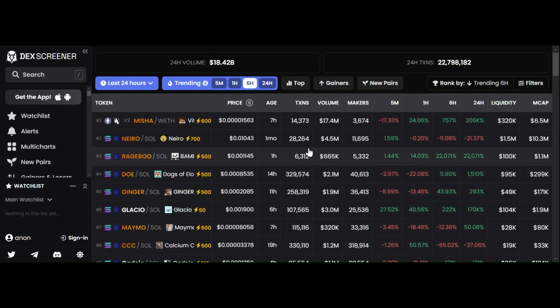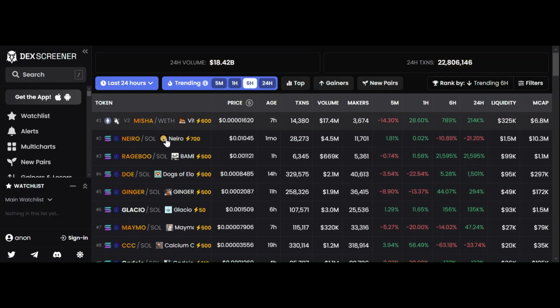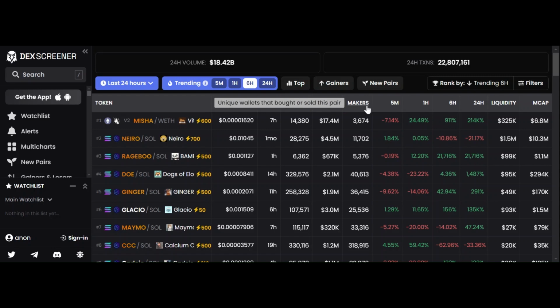So essentially, Dex Screener is a price oracle. But it doesn't just track price; it also tracks volume, liquidity, number of transactions, and whatnot. As you can see here, we have token, which are the token pairs. We have price; these are the current prices they are trading at. Age, transactions, volume, makers. Maker says unique wallets that bought or sold this pair.